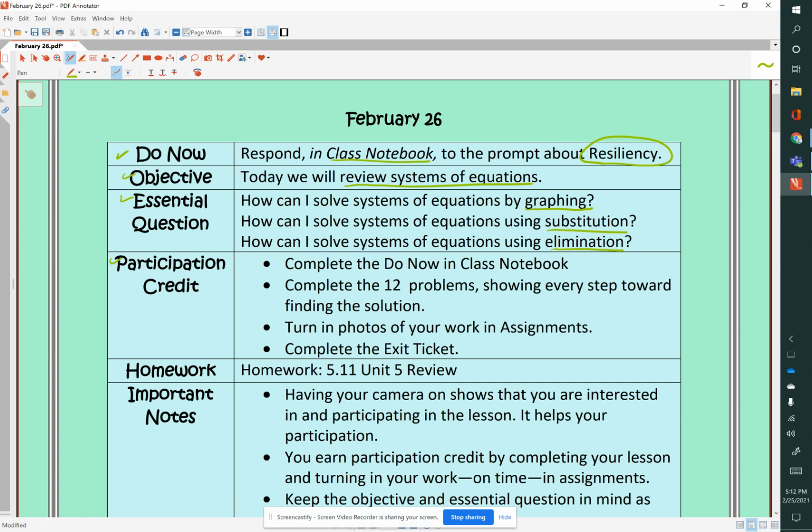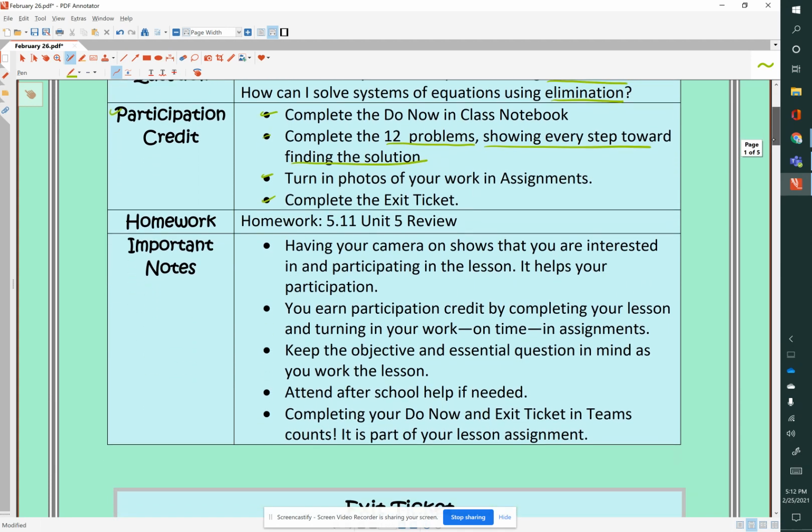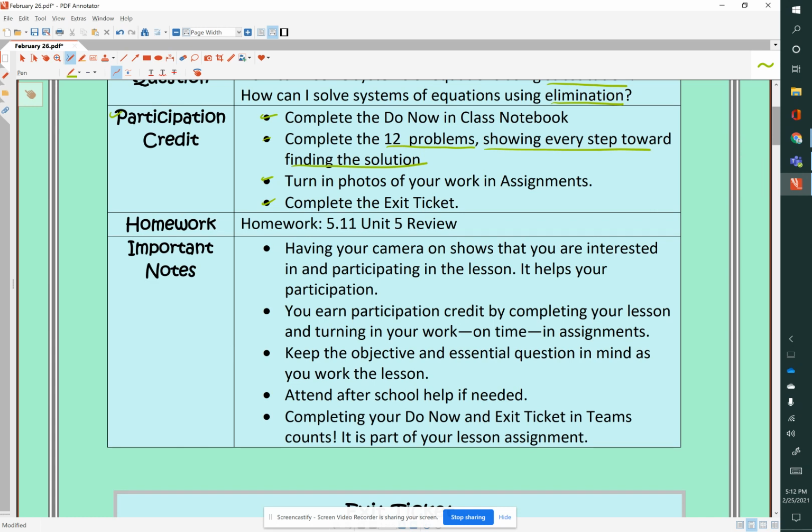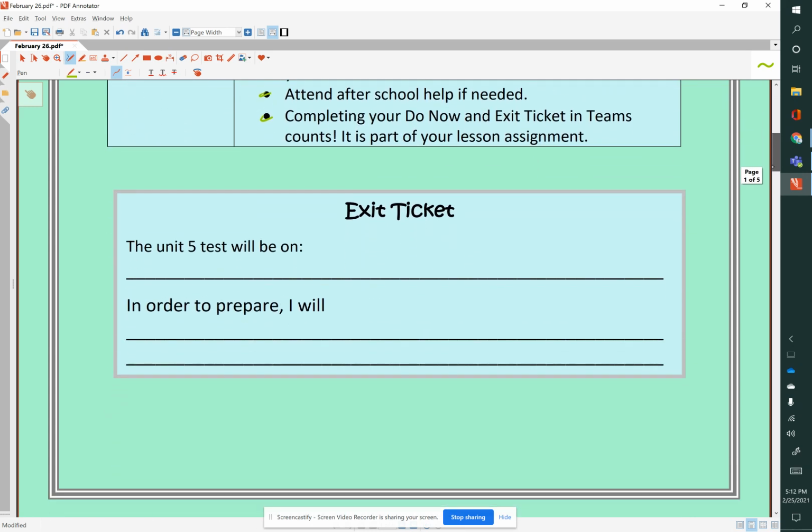Remember, for participation credit, we're going to do our do now. We're going to complete 12 problems today, showing every step toward finding the solution. We're going to turn in photos of our work and complete the exit ticket. For homework, you have a 511 review, and we know these are all important notes. You should review them every day. Remember, we have after-school help if you need it.